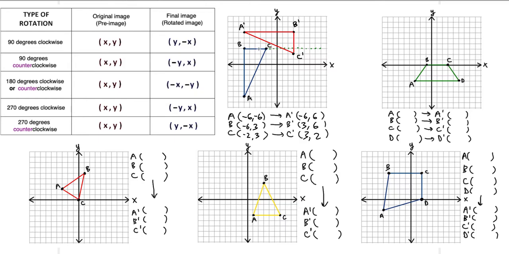Okay? Because the BC were in quadrant 2, now the B prime, C prime are in quadrant 1, and that's what it should be. And the A was in quadrant 3, now the A prime is in quadrant 2. So we're moving clockwise. Okay? So this is done correctly.